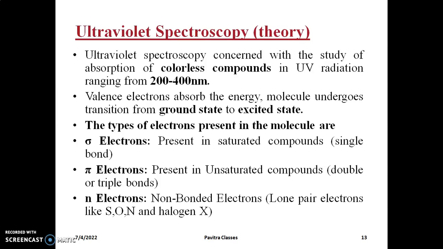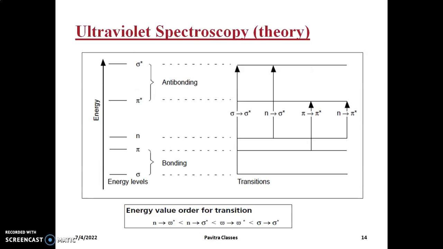There are three types of electrons: sigma electrons, pi electrons, and n electrons. Sigma electrons are in single-bonded, saturated compounds. Pi electrons are in unsaturated compounds, with double and triple bonds. N electrons are the non-bonded, lone pair electrons, usually on sulfur, oxygen, nitrogen, and the halogens. So this is the energy shifting. Once UV light passes, the transitions are sigma to sigma star, n to sigma star, pi to pi star, and n to pi star. This is the ground state and this is the excited state, so the energy levels will vary for each.